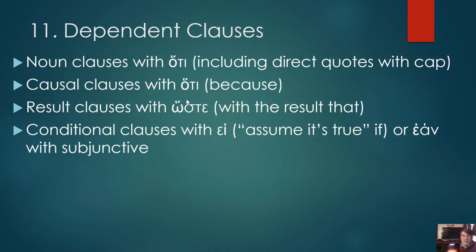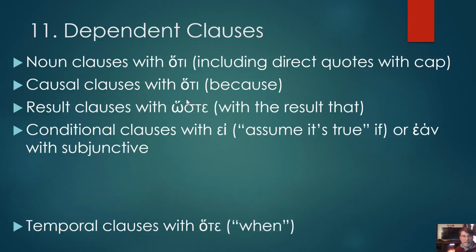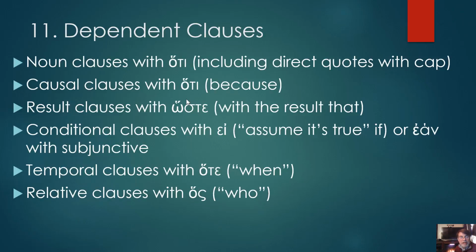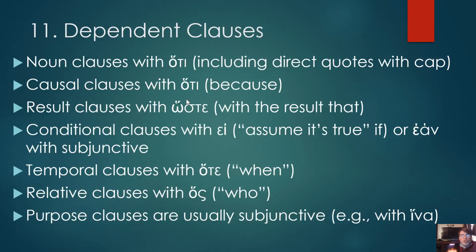Now, the other "if" I mentioned is ean. If you want to say something more conditional, contingent: if you get here on time, then we'll go. Those are the two most important conditional clauses to know in Greek. There are also timing clauses, temporal clauses, like hote with "when." I've talked a little bit about that already. Relative clauses with "who," forms of hos. I've talked about these already. Purpose clauses are usually subjunctive, introduced with hina. There you have it, the most important clauses in Greek and the kinds of conjunctions that typically introduce them.